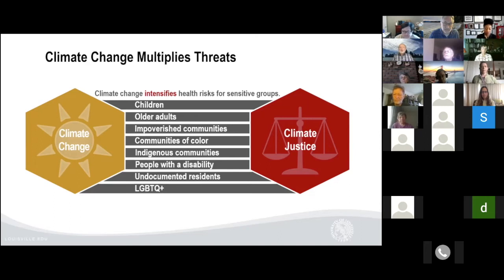Children still have developing organ systems, and so exposure to toxins during certain stages of development can lead to short and long-term consequences of those exposures. Older adults are more likely to be socially isolated. They're also more likely to have other chronic diseases that can make climate change more of a threat for them.